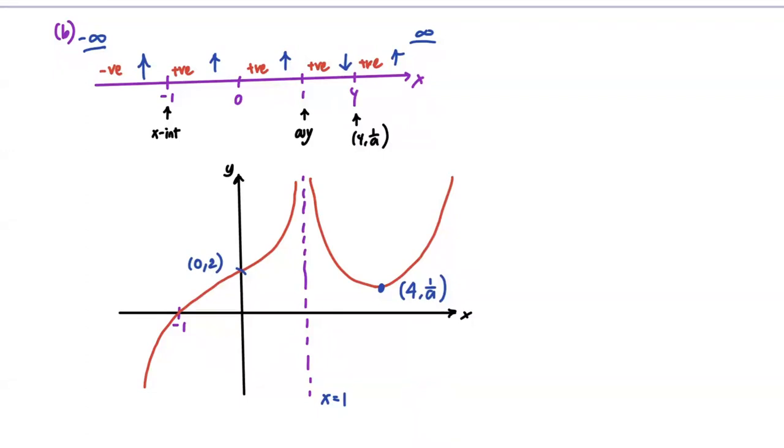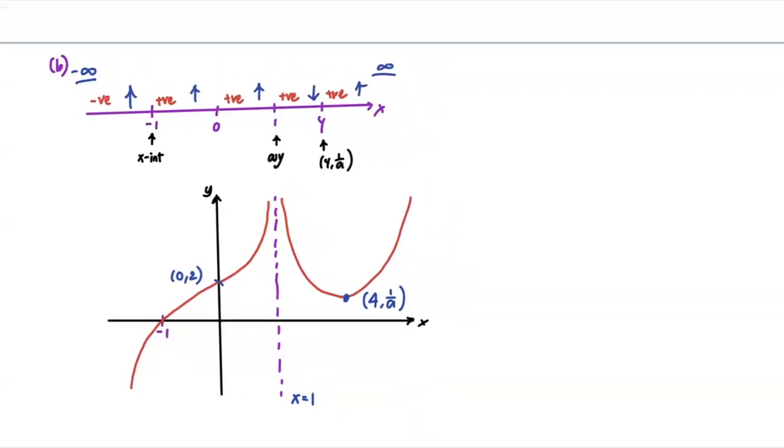Okay. So this is just a summary. I usually teach people to draw this entire table out, and it will help to plot the whole entire graph.